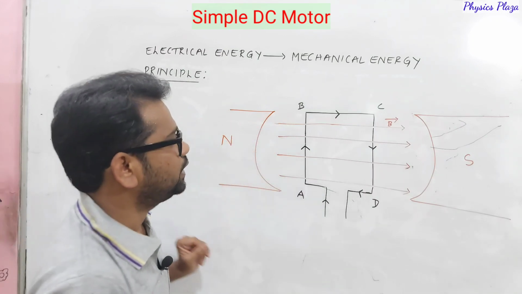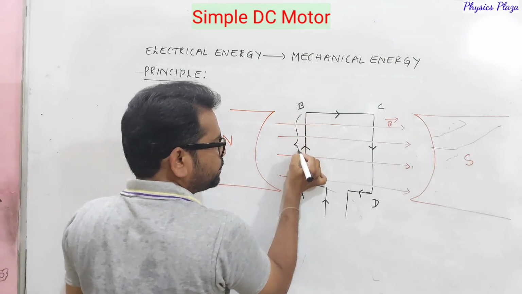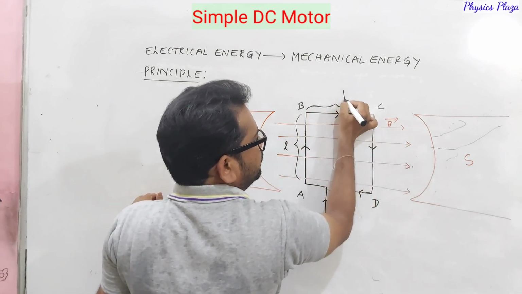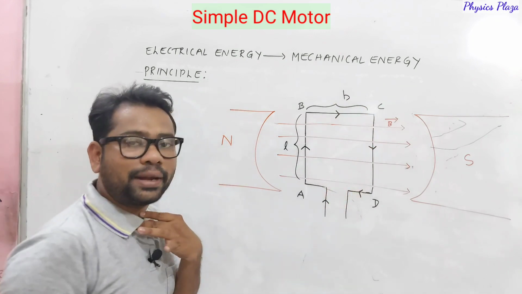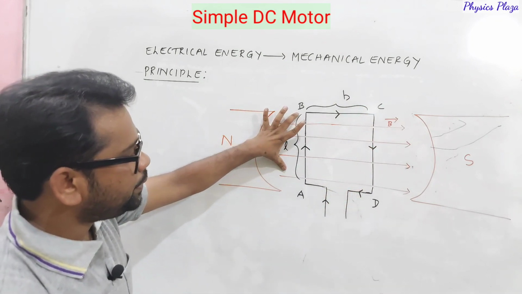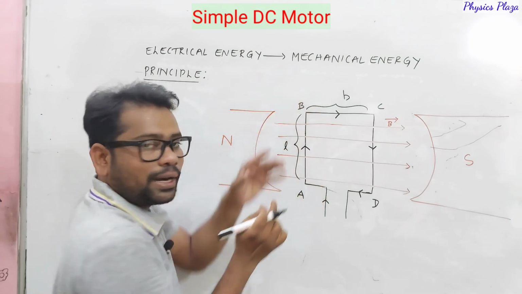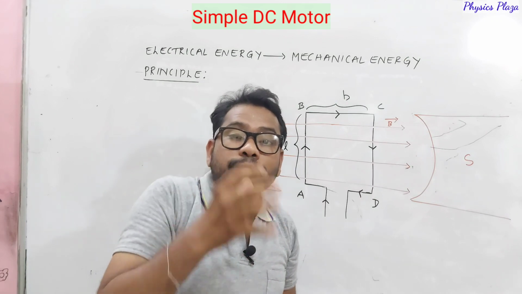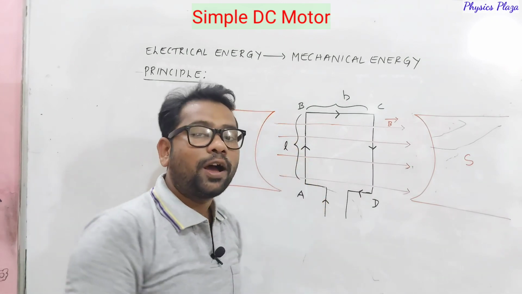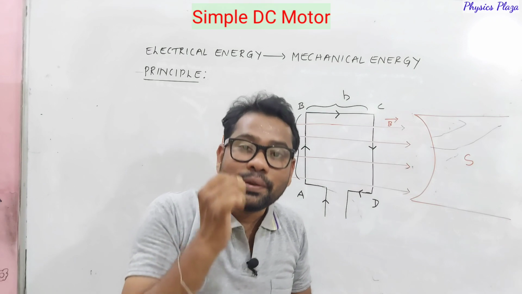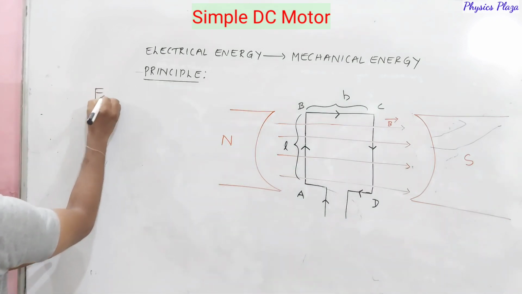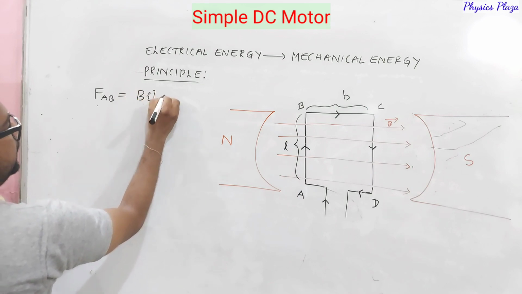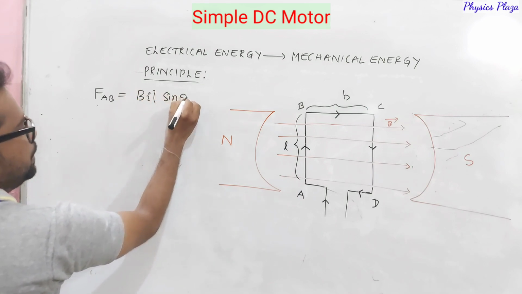Obviously, let us say this side is L, and this side also L, and this side is B, and obviously this side also B. Now, what will happen? Through AB, a conductor through which current is passing, placed in a magnetic field, obviously some force will act on this AB side. How much force will act on AB we will discuss now. The force acting on the AB side will be, what is the formula? BIL sin theta.